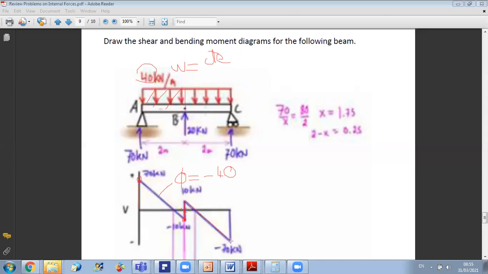We will continue with the moment diagram of this problem next time. Any question on this?